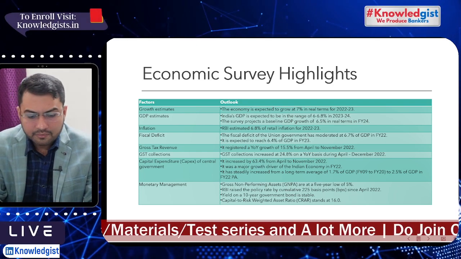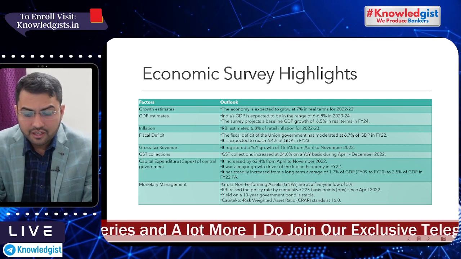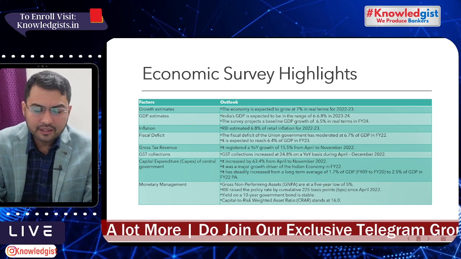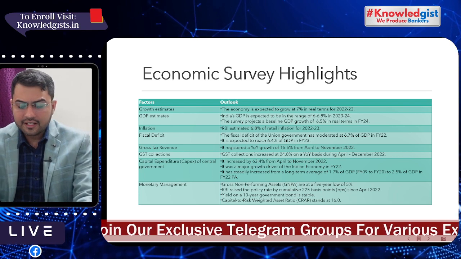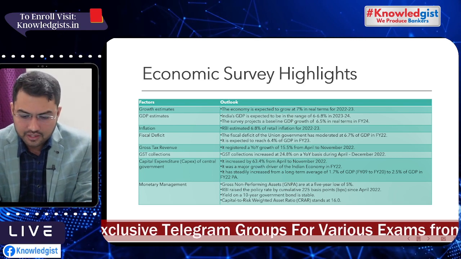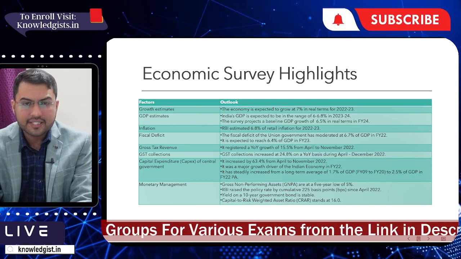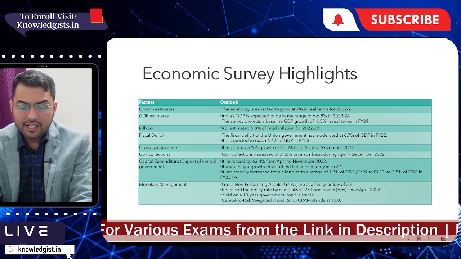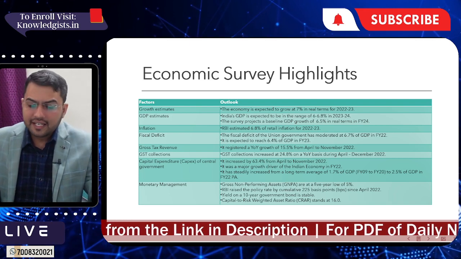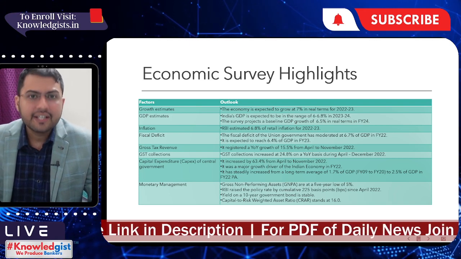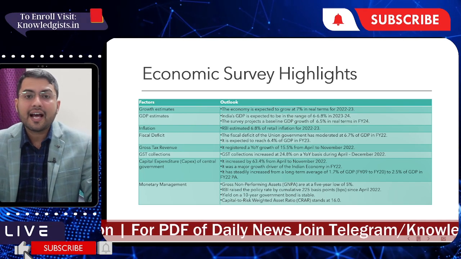From the banking sector, the gross non-performing assets are at a 5-year low of 5 percent. You know, the total NPA of a bank is called gross NPA, and when the provisioning is reduced from the gross NPA, it forms the net NPA. RBI raised the policy rate by a cumulative 2.25 percentage points since April 2022. Yield on 10-year government bond is stable. The CRAR of the government banks is at 16 percent, way higher than the prescribed limit of Basel 3 and RBI's limit.